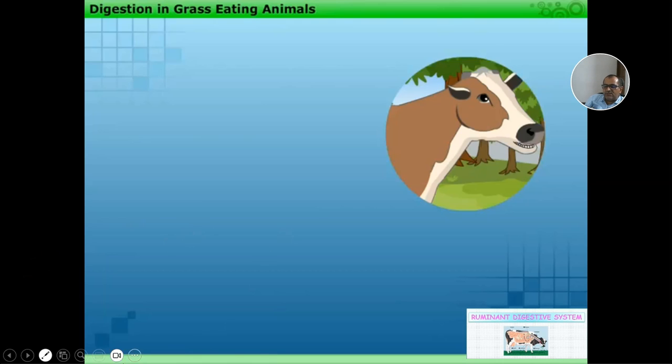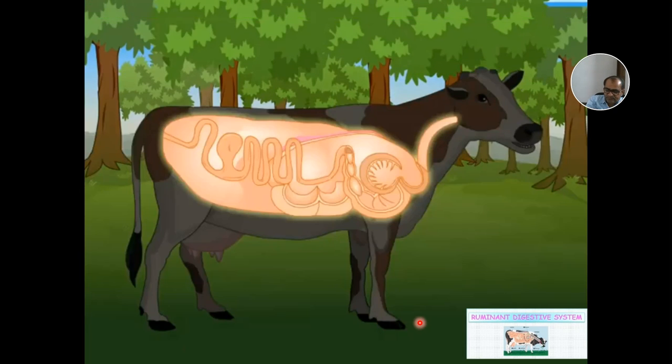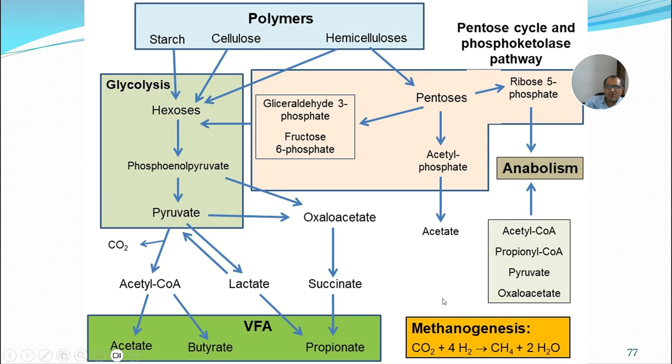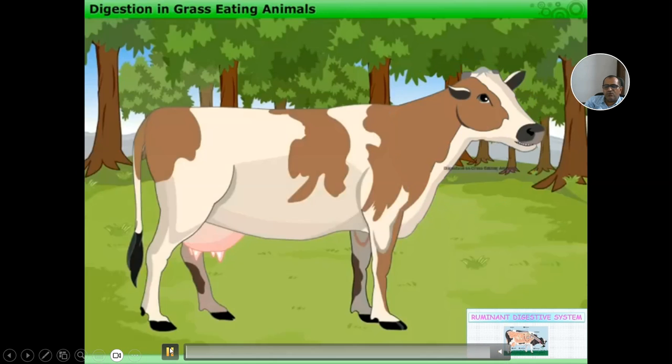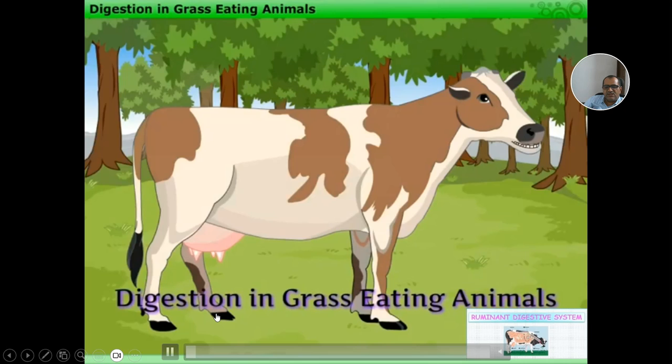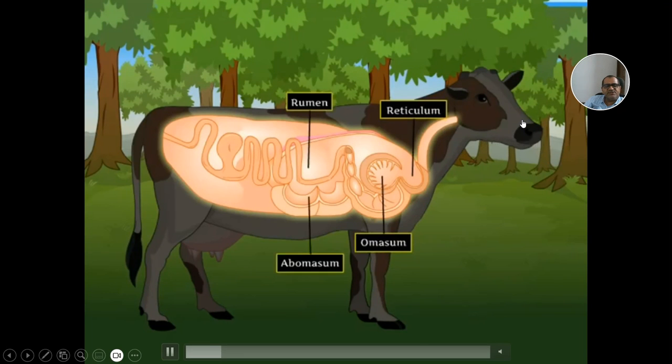So here you can see that ruminants are the ones that have digestion in grass-eating animals. Unlike humans, these animals have a special stomach with four chambers, and digestion in grass-eating animals is a very special process because the animals have the mastication process. So they contain reticulum, omasum, abomasum, and rumen.